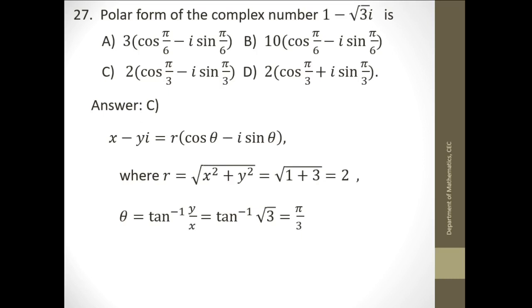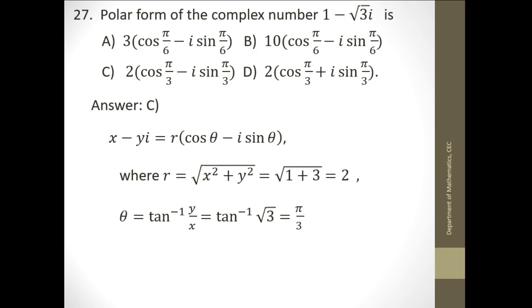You know that tan pi by 3 is root 3. So tan inverse of root 3 is pi by 3. Pi by 3 means 60 degree. But don't write 60 degree here. Substitute in radian mode only. Therefore, tan inverse root 3 is pi by 3. And hence, the polar form is r into 2 into cos pi by 3 minus i sin pi by 3.